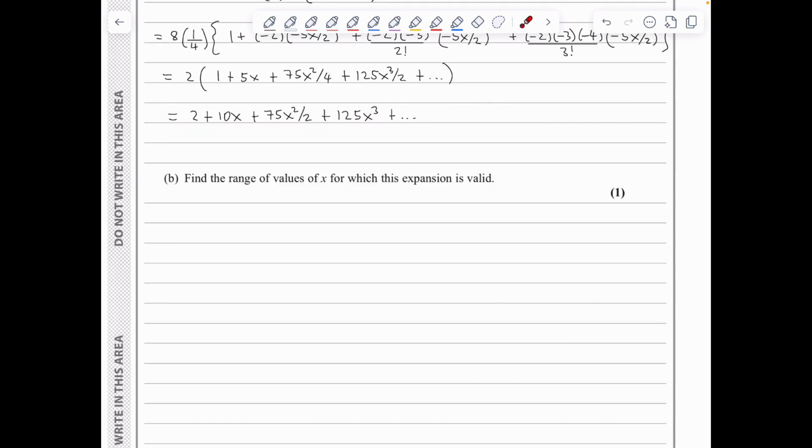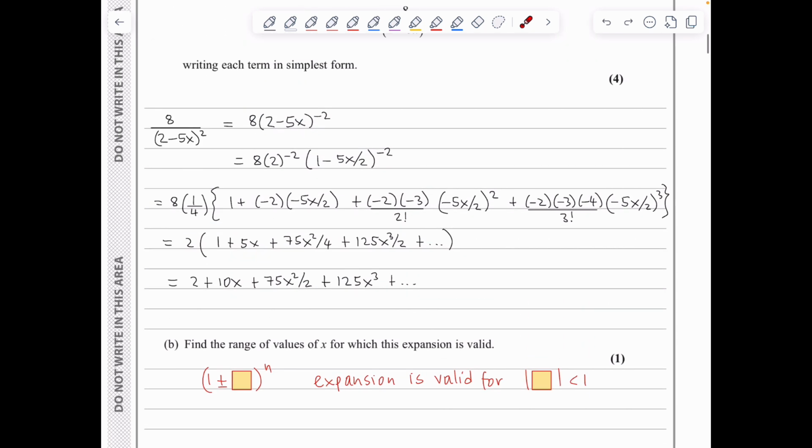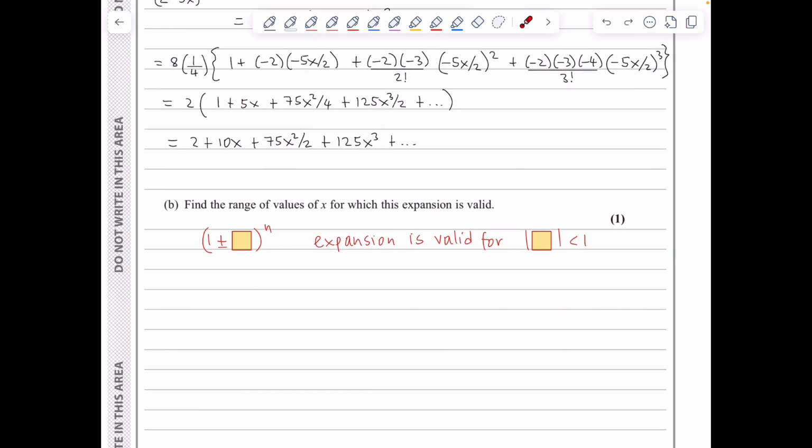In part B, we need to find the range of values of x for which the expansion is valid, and let me start by reminding ourselves that once we put the bracket in the form of 1 plus or minus something, then the expansion is valid for this expression here, its absolute value being less than 1. So let's take a look at what we've got here. We've got 1 minus 5x over 2. So in our case, the expansion is valid for the modulus of 5x over 2 being less than 1, which simply means we're looking for values of x which have an absolute value less than 2 over 5.